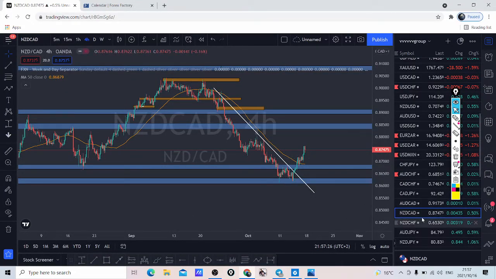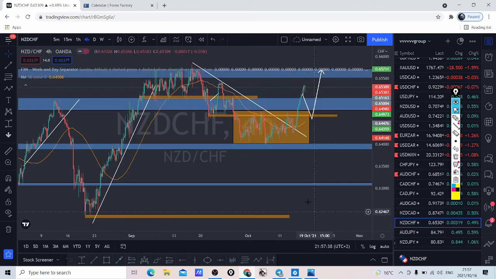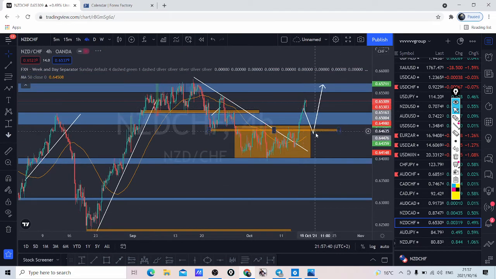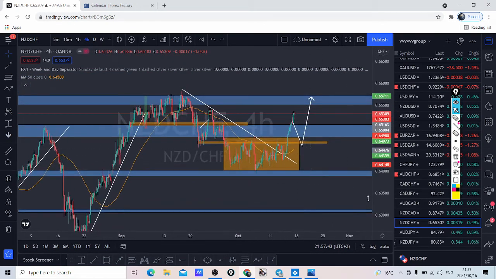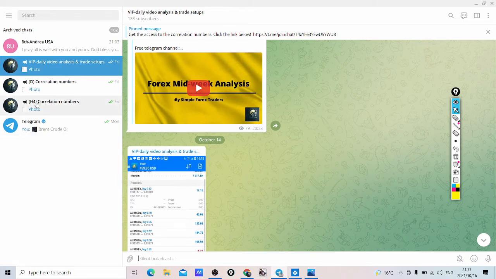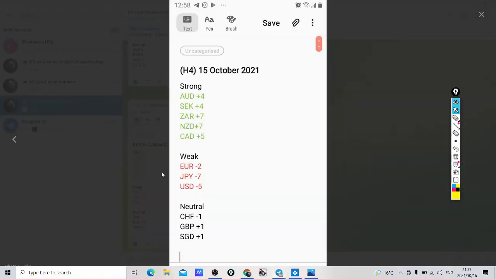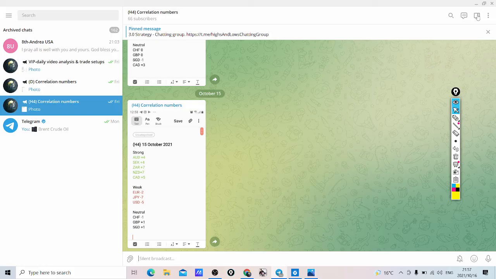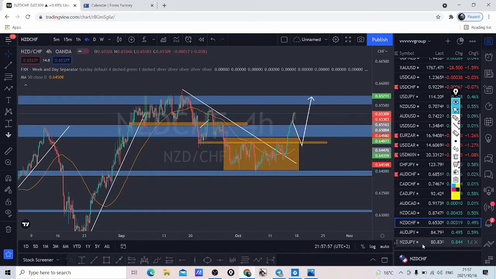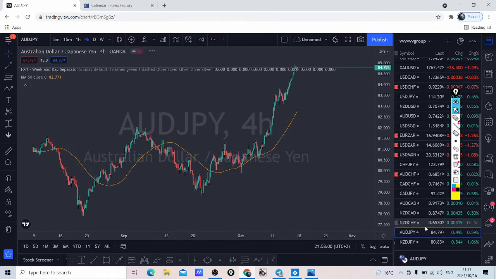So now we are looking at NZD CAD. The setup was similar to the NZD USD and NZD CAD. Here I'll be looking for a pullback buy, because remember, NZD is buying. NZD is buying with +7, and the Swiss franc is neutral. So we're looking for a buy.